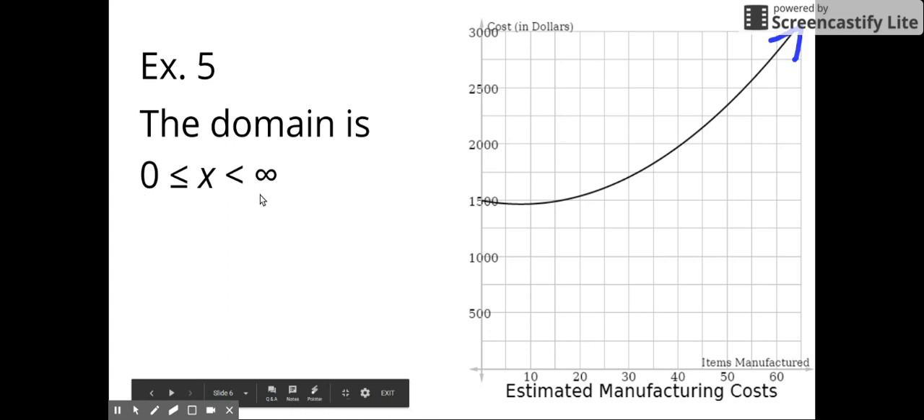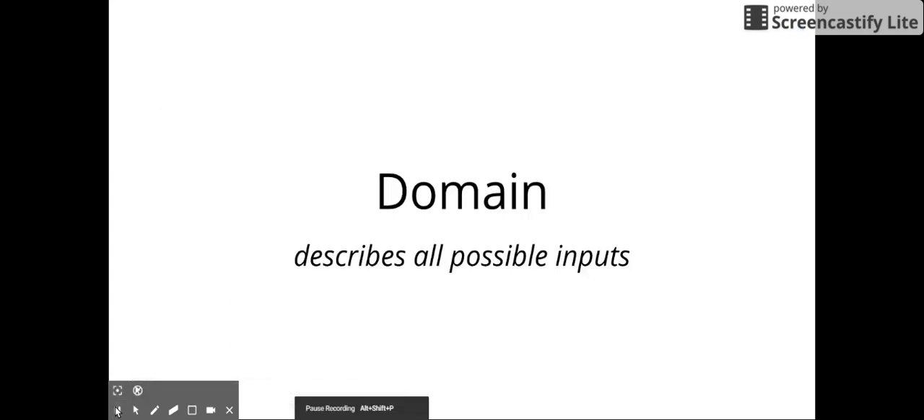Make sure that when you're learning these key features, including domain, that you learn what the concept is and not just memorizing what domain is for quadratics, because it's important to be able to look at any type of graph and be able to describe the features of them.